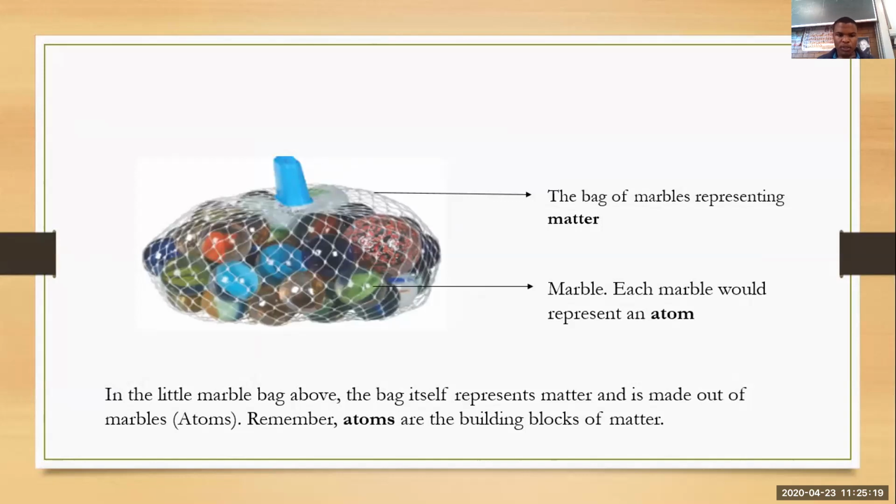Let's look at another example here. This is a bag of marbles. So the bag of marbles represents matter, and this bag has in it many other marbles. Each and every marble there is an example of an atom, because it is those marbles that make up the bag of matter. If these marbles are not there, you would not regard that bag as an example of matter. So if this bag represents matter, these little tiny marbles in here represent what we call atoms.